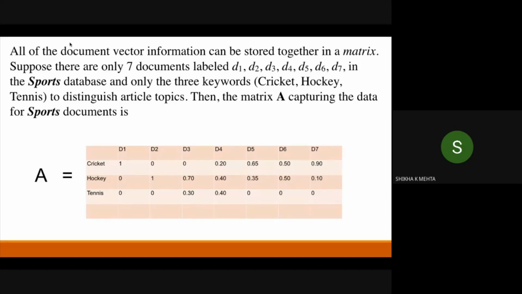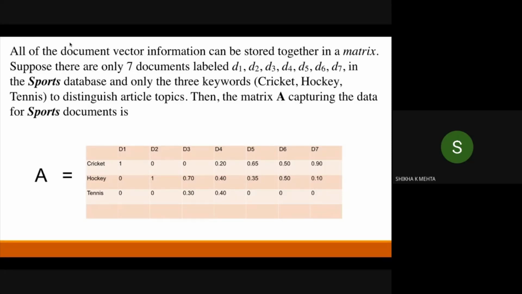Here it is a matrix, and the data is represented in the form of matrix A, which depicts the number of terms that we have in the rows, and the columns represent the documents. So if we have to understand this information, document D1 has 100% cricket, but hockey is not there and the term tennis is not there at all. In document 2, hockey is there, but the other two terms are not. In document 3, hockey and tennis are in the ratio of 70:30.